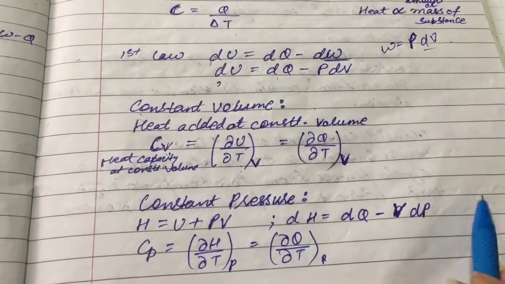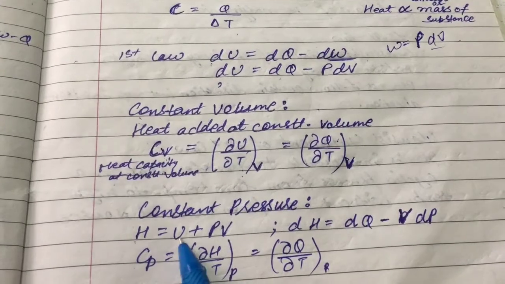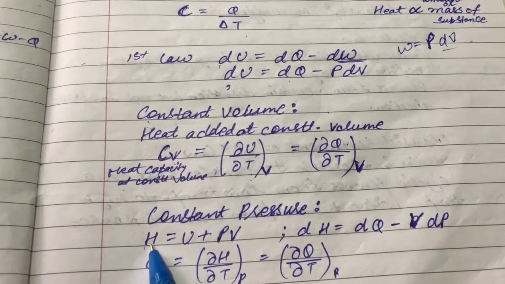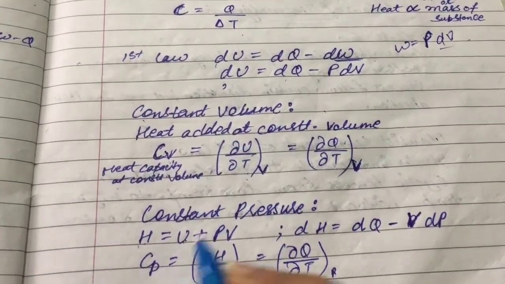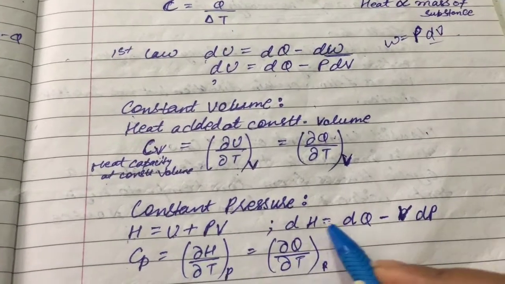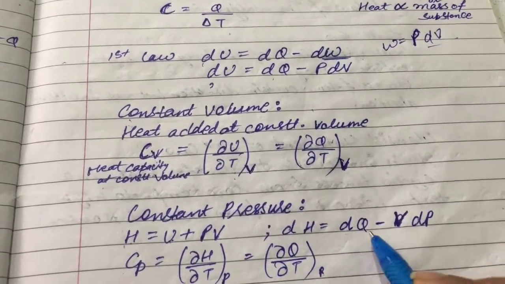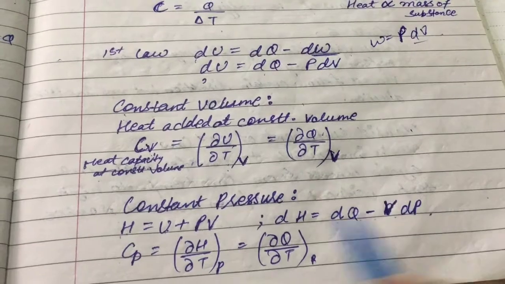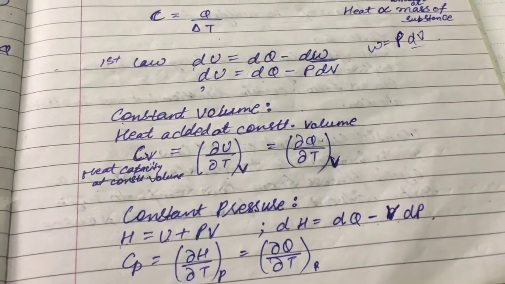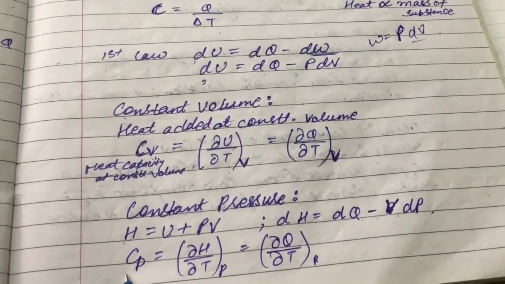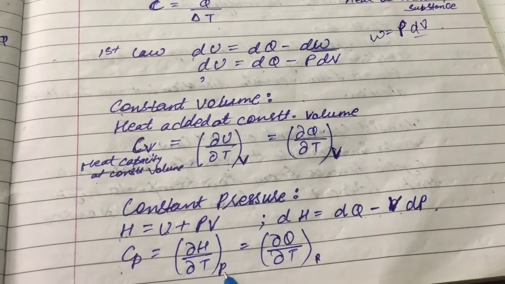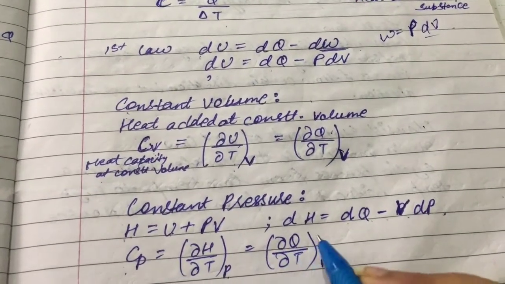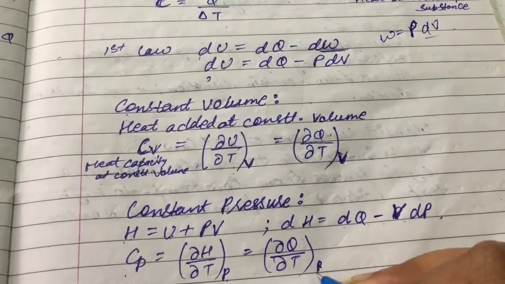Then at constant pressure, H is equal to U plus PV, H being the enthalpy, equal to internal energy plus pressure into volume, and dH is equal to dQ plus V dP. So at constant pressure, the heat capacity would be del H by del T at constant pressure, which is equal to del Q by del T at constant pressure.